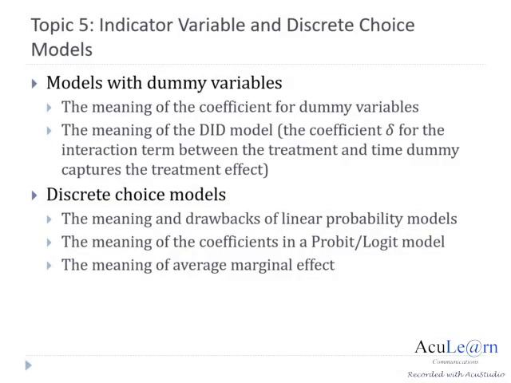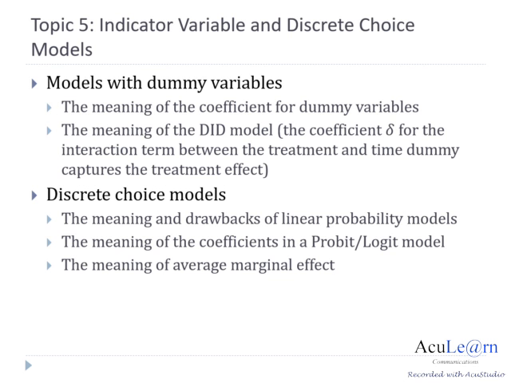And then let's look at topic 5. Topic 5 is about indicator variables and discrete choice models. Basically, both models in this chapter are about the case where the variables can take the value of either 0 or 1 instead of being continuous. First, we discussed models with dummy variables. Of course, you need to understand the meaning of the coefficient for dummy variables in these kinds of models.